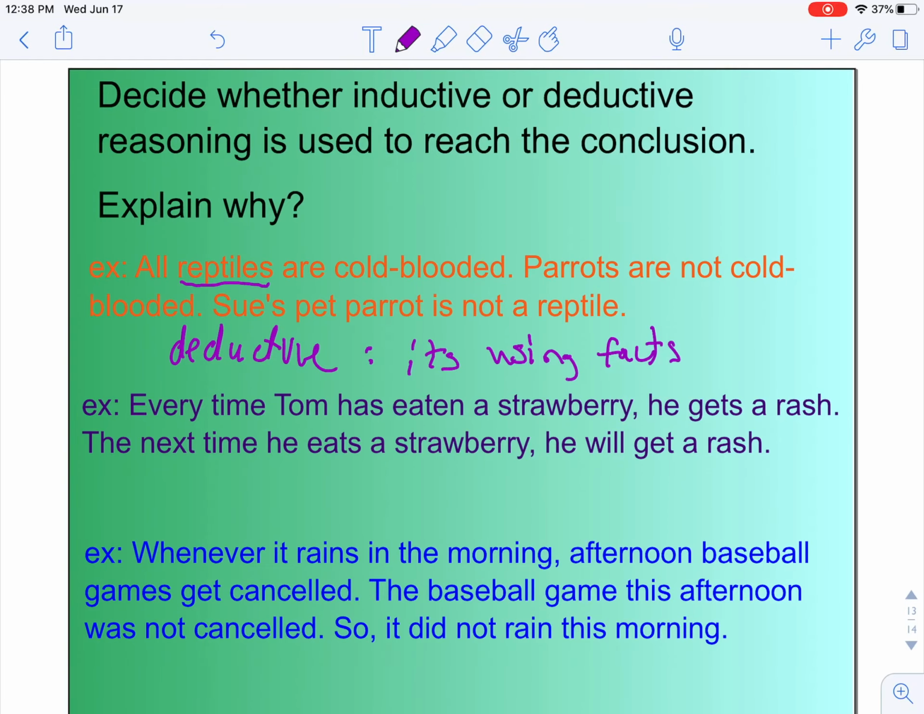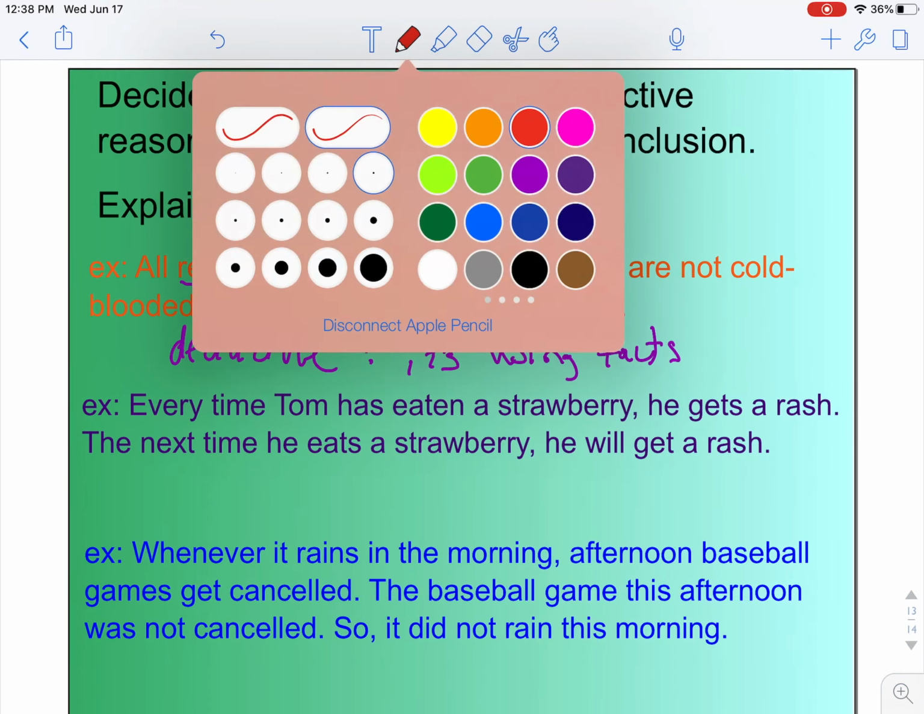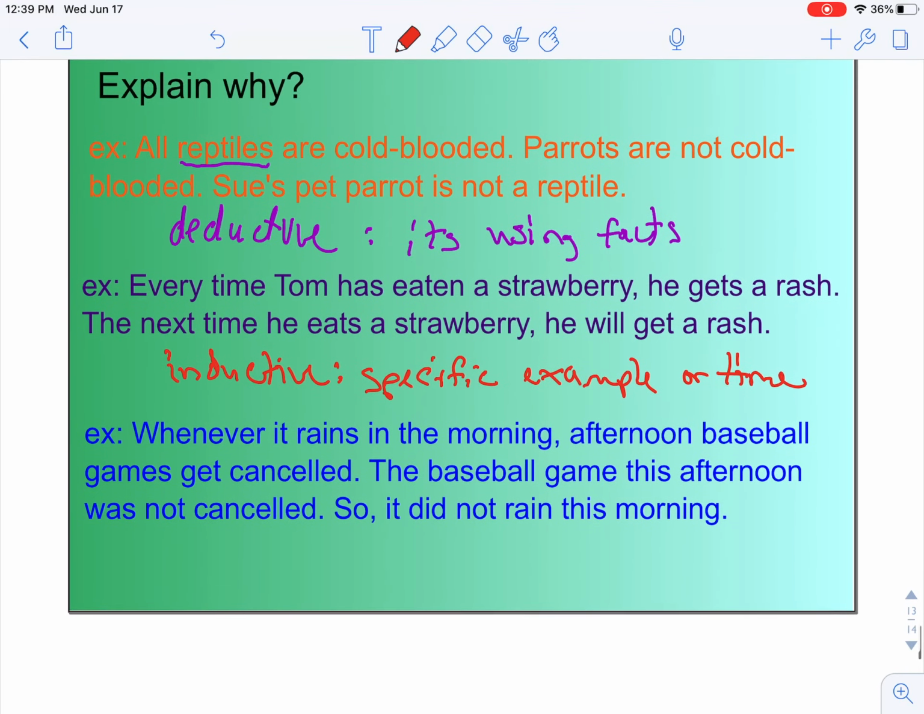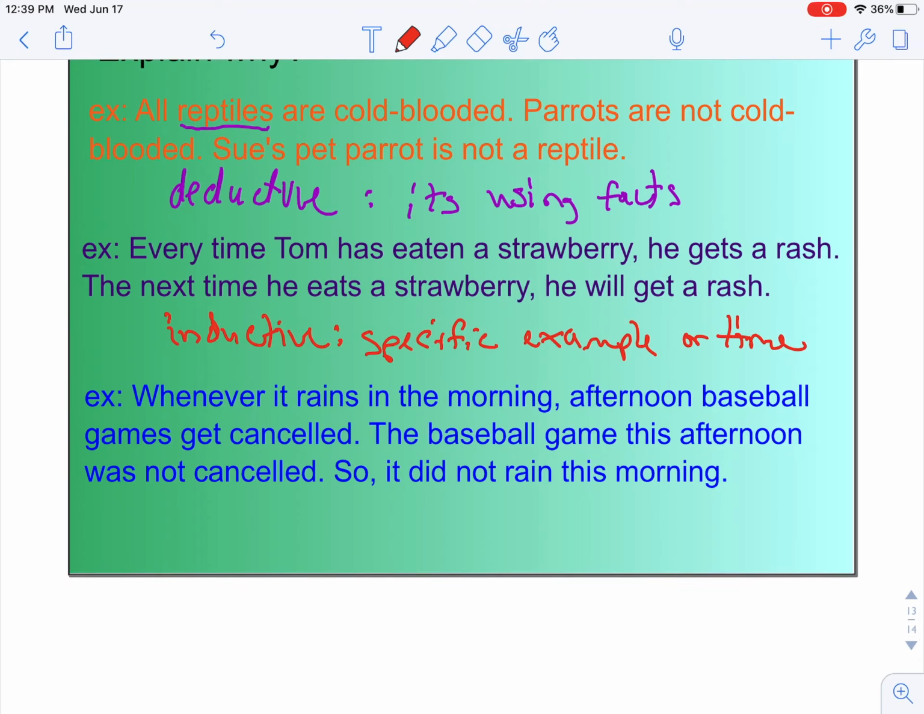The next one. Every time Tom has eaten a strawberry, he gets a rash. The next time he eats a strawberry, he will get a rash. Well, he's just noticing that he got a rash when he ate a strawberry. Could the rash have come from something else? Yes. So this is based on his observations of a specific example and time when he ate a strawberry and got a rash. So this is inductive because it's using a specific example or time when he got the rash.